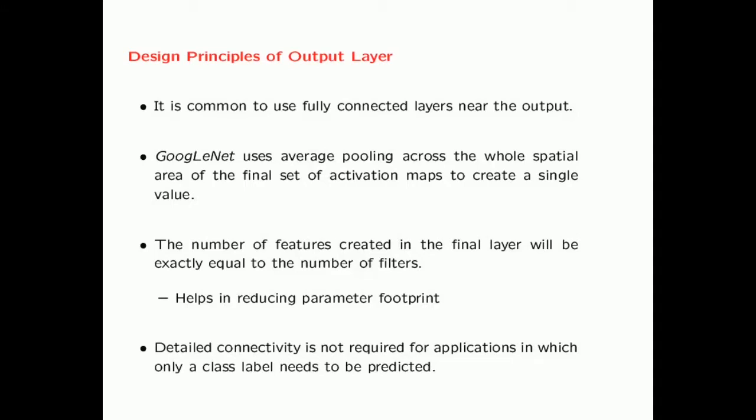So whatever the number of filters in the final layer, that will be equal to the number of features in the first fully connected layer. And this helps in reducing the parameter footprint. In fact, the largest consumption of parameters in many of these convolutional neural networks happens in the fully connected layers. And just this simple change greatly helps in reducing the parameter footprint. And one of the principles behind this is that detailed connectivity is not required for applications in which only a class label needs to be predicted.